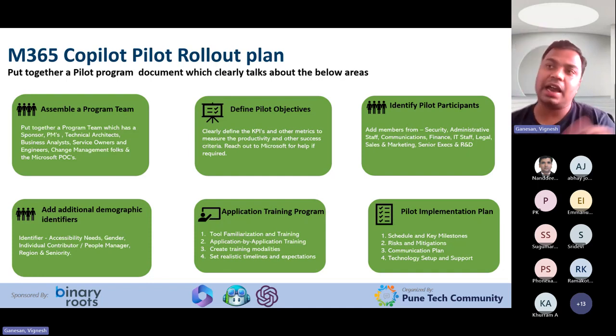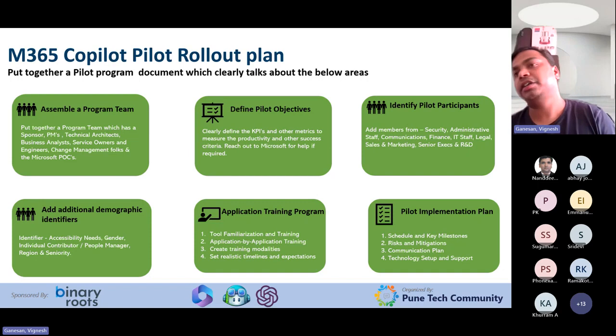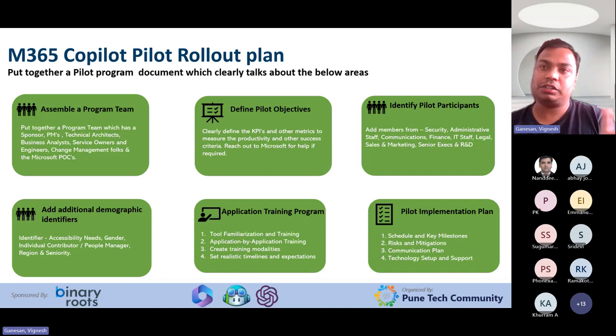And it just doesn't end there. Add additional demographic identifiers also. People with different accessibility needs, right? You need to make sure that they are included. Somebody who has a hearing problem, somebody who has seeing problems. You need to give the product to them and see what they think about it. It should not be gender biased. Make sure that both male and female, everybody gets to enjoy the product. Also people in individual contributor roles, people managers, across different regions, and also based on seniority. So what I'm saying here is make sure that there is a good mix of people from your organization.